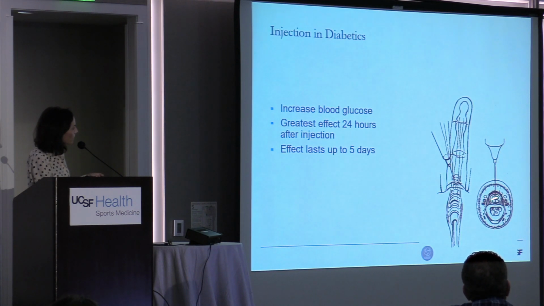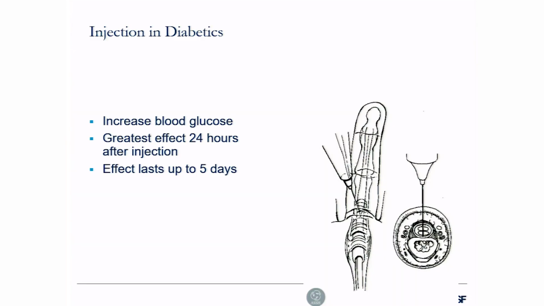Some people just inject sub-Q. There was one study, it hasn't been reproduced, that shows a sub-Q injection right over the MP joint is as good as injecting the tendon sheath.